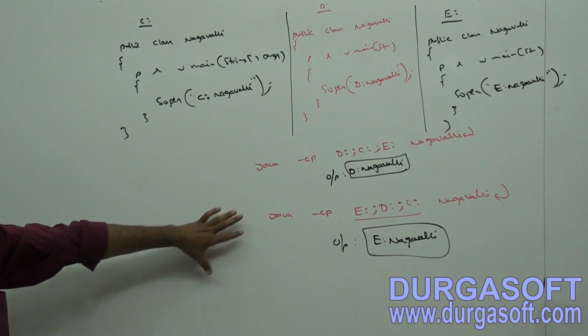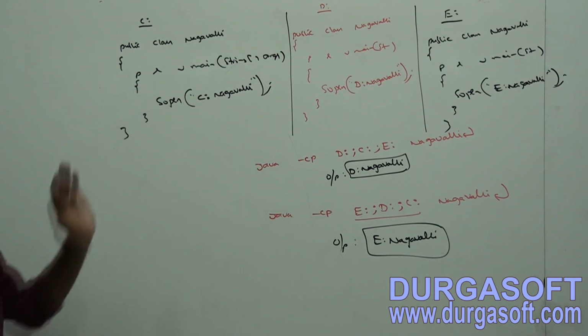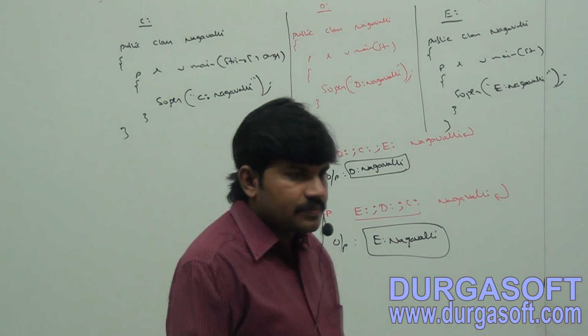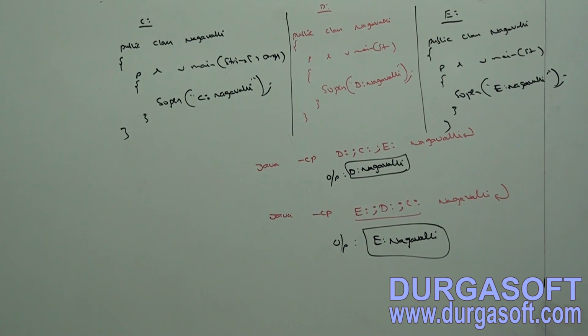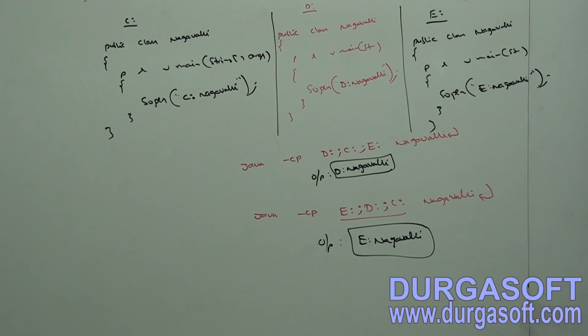So take this example anyway. C, D, E. Take it clearly. In the C colon, a Nagavalli class is there. In the D colon, a Nagavalli.class is there. Even in the E colon also. In every location, Nagavalli.class files are there. Then java -cp D colon semicolon C colon semicolon E colon; the output is D colon Nagavalli.